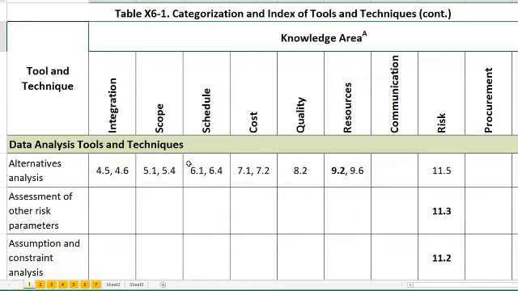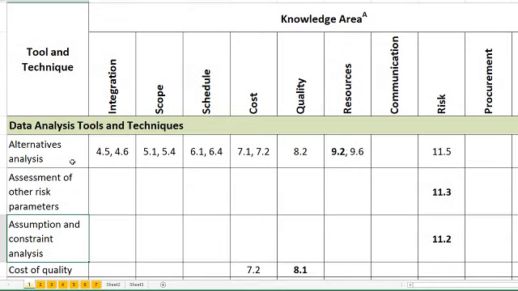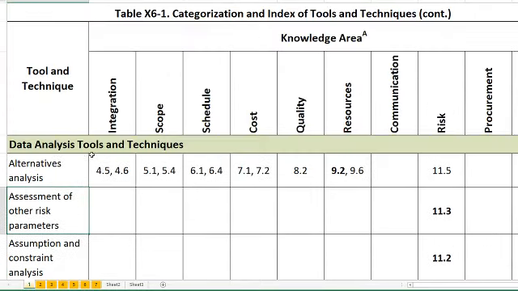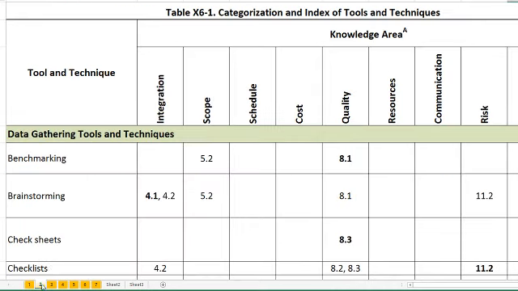For example, you're taking a look at data analysis tools and techniques, and that is one line item. But when you break it down, you can see you've got alternatives analysis, assessment of other risk parameters, assumption and constraint analysis, and the list goes on. And this is how the entire landscape of the PMBOK is. So it is a very needed topic at this time for people studying for the exam to be able to hone in on these tools and techniques, to get them done and dusted. And once you've covered the tools and techniques, you know that you know the tools and techniques.